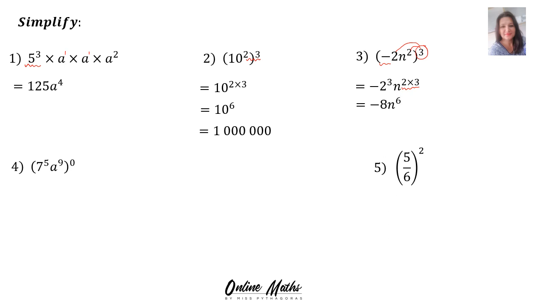Number 4: inside a bracket, 7 to the 5, a to the 9, raised to the 0. Anything raised to the 0 is 1. And then number 5: 5 over 6, squared. So what you'll do, the square will go to the 5 and to the 6. So it becomes 5 squared over 6 squared, and then 5 squared is 25 over 6 squared is 36.